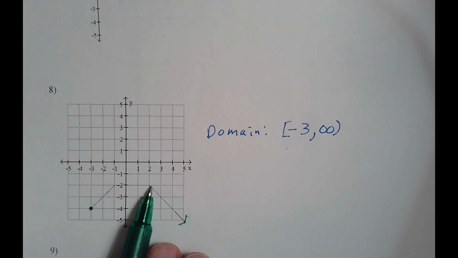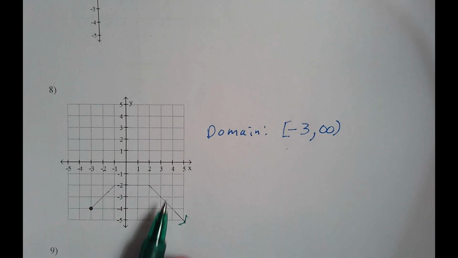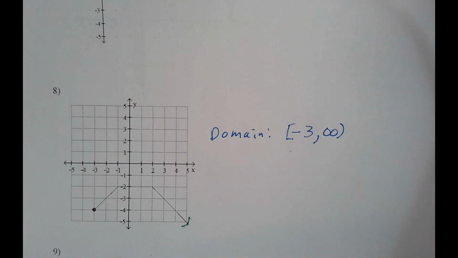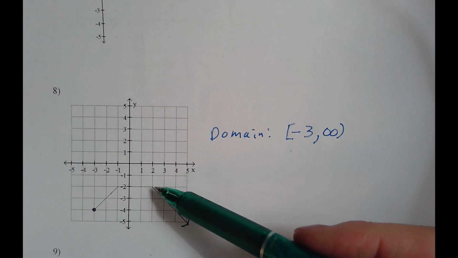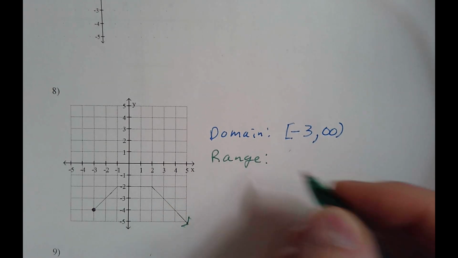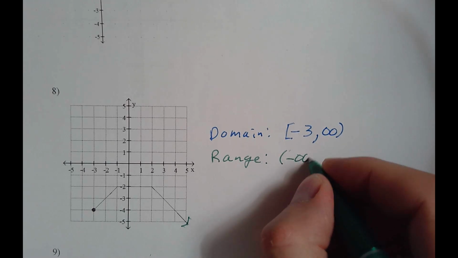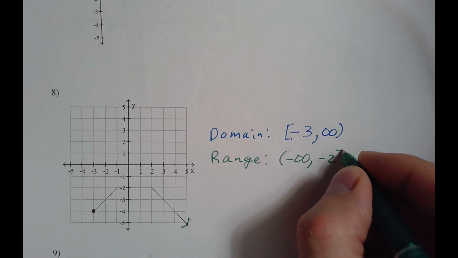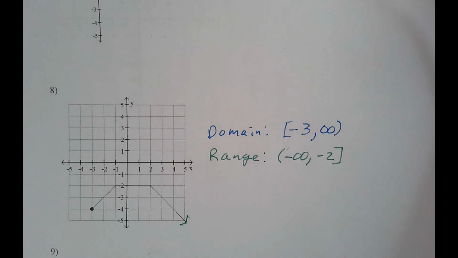For the range, it tops off here at negative 2, so this goes on forever. So going from bottom to top, from negative infinity to negative 2, including the negative 2. Always write it from smallest to largest: left to right, bottom to top.